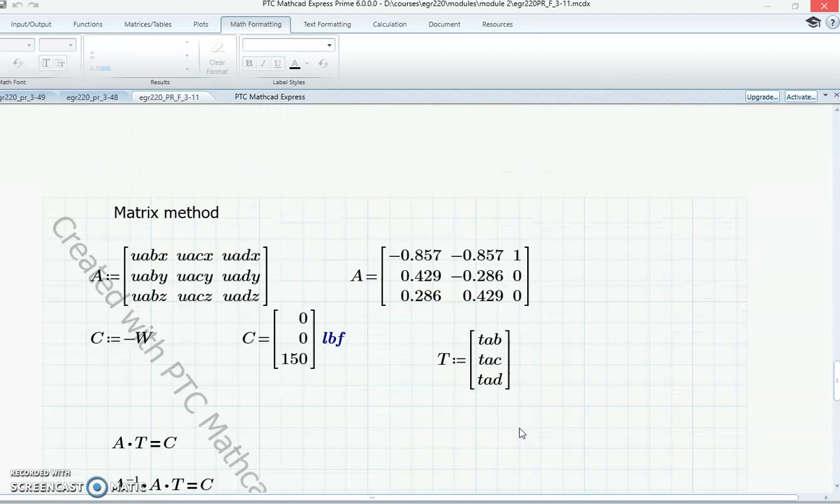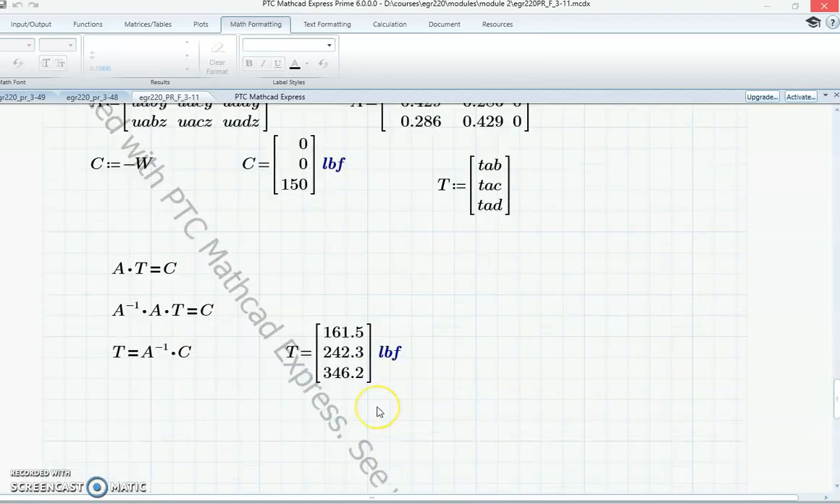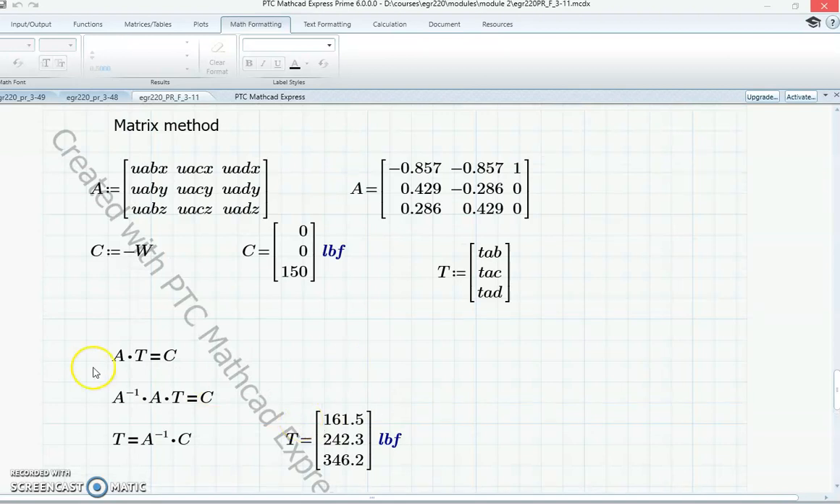Okay, I've loaded up the PDF of that MathCAD file for you to look at, so you can go over it in your own time, but that's the process. I've got a couple more to work. I'll see you in the next video.